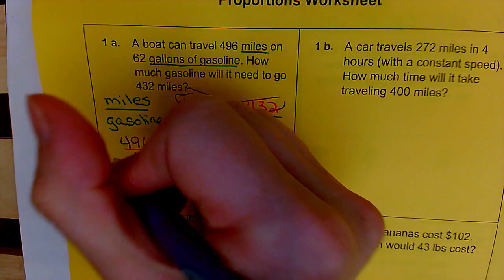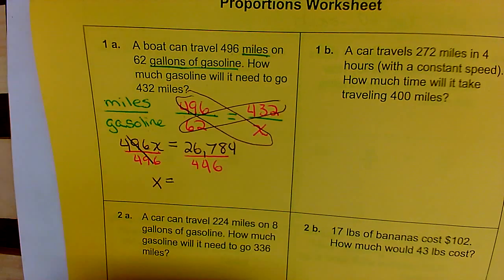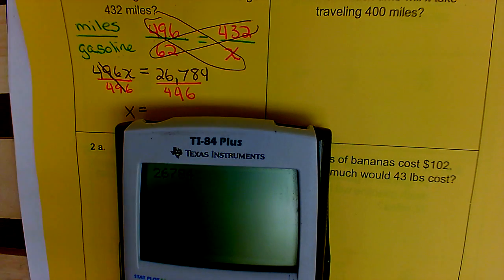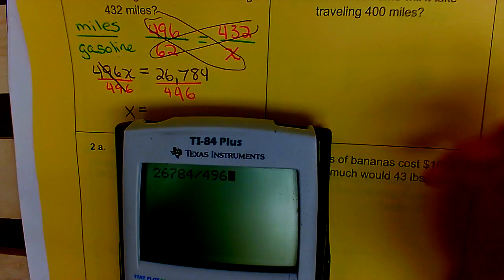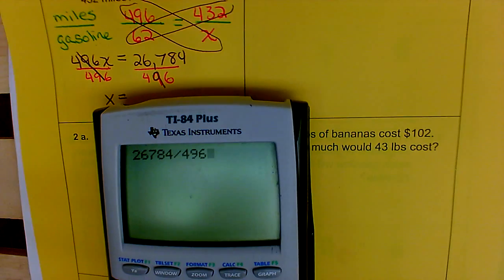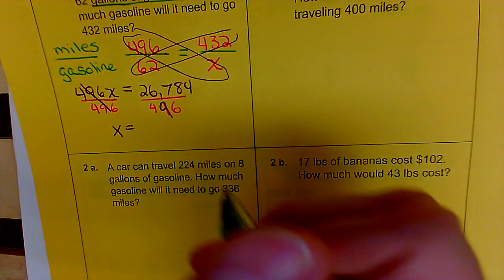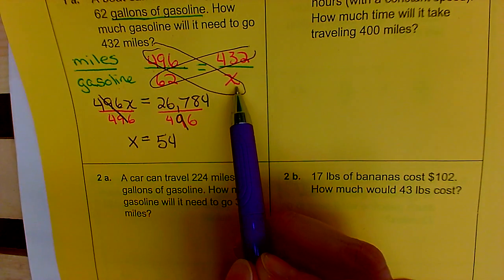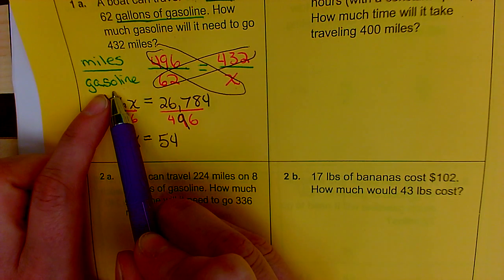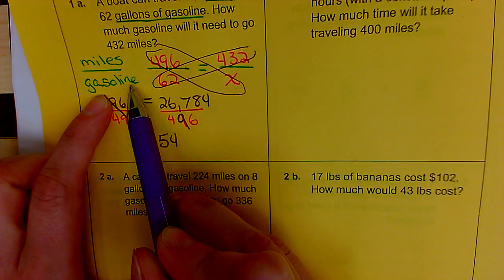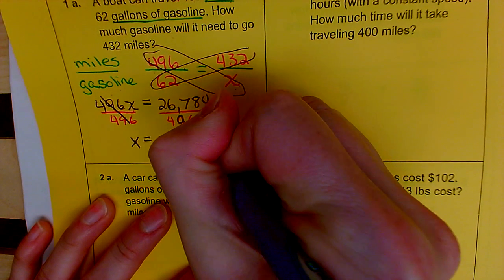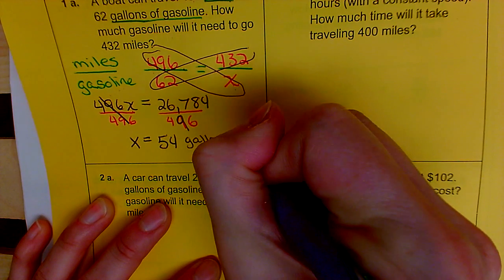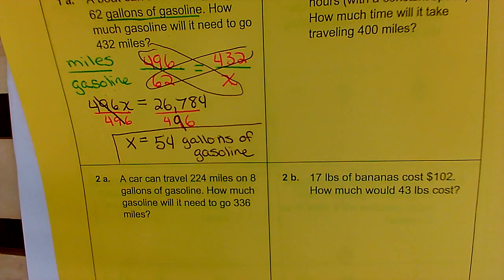So when you divide, it cancels out on the left and gives us x is equal to the other side. I've got 26,784 divided by 496. That is a 9 right there. Okay. Hit enter, and that gives us 54. So this is 54, but remember, it is a word problem, so you need to make sure that you put a label. We're talking about 54 gallons of gasoline. My X was in the gasoline spot. So gallons of gasoline. And that's your answer.